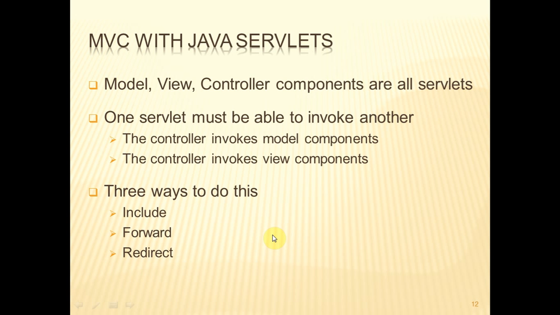With our internet applications that are written solely with Java servlets, then the model, view and controller components are all going to be servlets. Because the controller has to be able to activate model components and view components, then we have to work out how one servlet that will act as the controller can then invoke model components and view components. And with servlets, there are three ways of doing this. We can use the include mechanism, the forward mechanism, or the redirect mechanism.